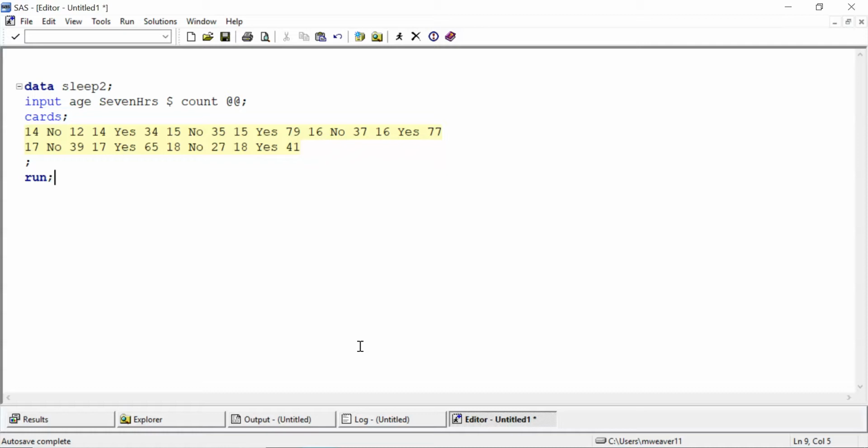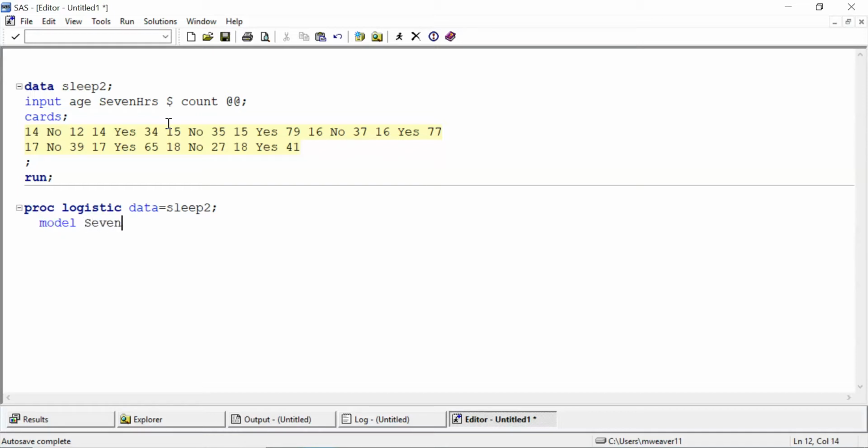I called this sleep 2 since I'm using the counts data, and I'm going to say proc logistic data equals sleep 2. I want to show you something first. Model 7 hours, event equals yes. And again, when you put something in quotes, we have to make sure it is case sensitive, so the capitalization and everything is the same as it is actually in your data set. Equals age, run.